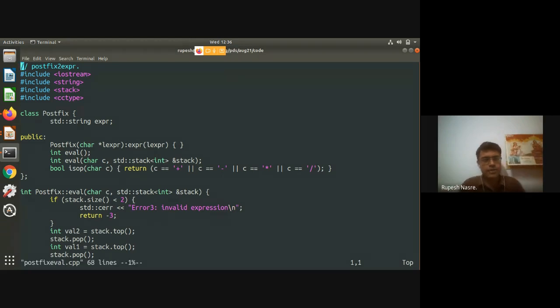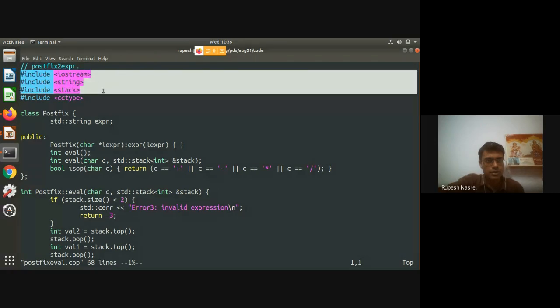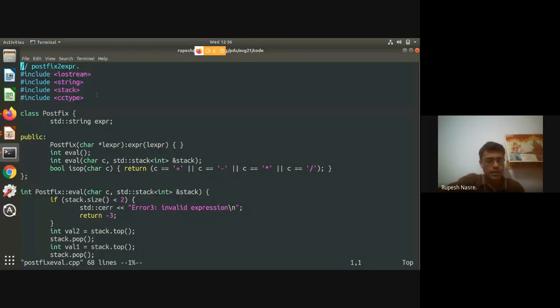Right. So this is postfix eval.cpp. Again, I have some includes. Again, I don't know if ctype is required or not. We'll see. But yeah, we require string because that is the input. We require a stack. So currently, again, we are using the std stack, but you can use your own stack also. Either way should be okay.